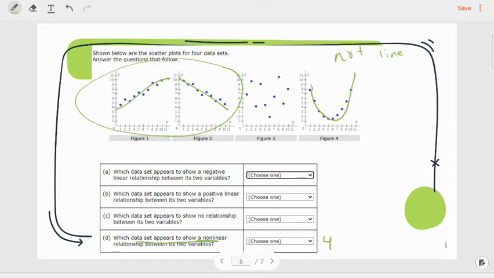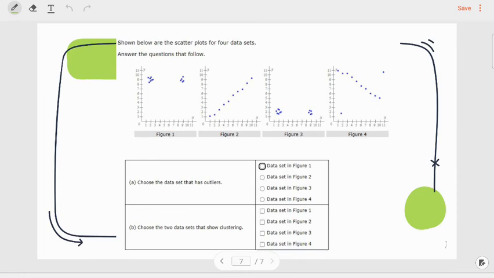Okay. Part A asks me which shows a negative linear relationship. So negative linear going down, figure 2. Which data shows a positive relationship? Figure 1. Now, the reason I didn't pick figure 3 for either of those is because I've got these dots, but there doesn't really appear to be a pattern. There's no relationship. So figure 3 would fit for that.